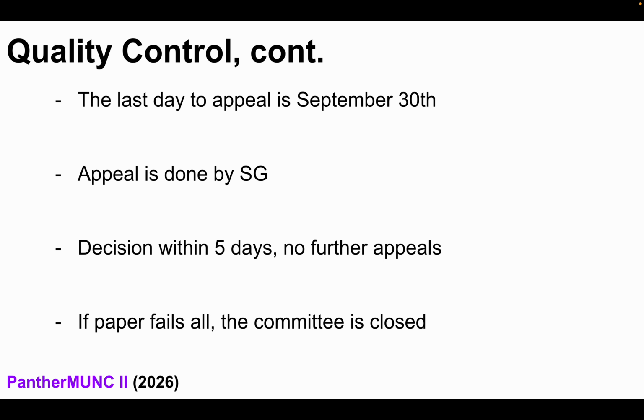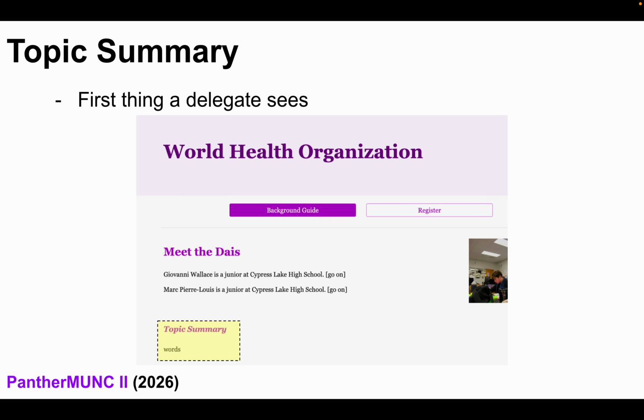You'll write up a brief statement saying, I think that my paper is good, and so on. I go through, I have that statement in mind. I have the log of quality controls that paper went through, and then I go through and I do it. And if it still fails, the decision comes within 5 days. And if it still fails, the committee's closed. Basically, when the committee's closed, the topic is taken off the website, and the delegates are asked if they want a full refund, or if they want to be reassigned to other committees. Same if you fail and then you don't appeal, it automatically goes to that after that September 30th date.